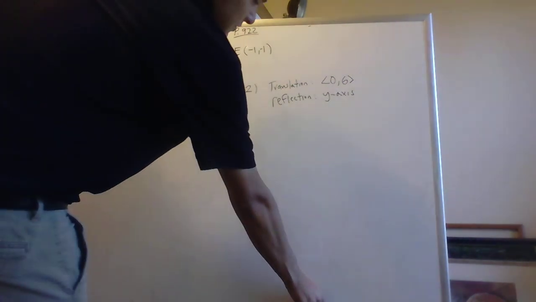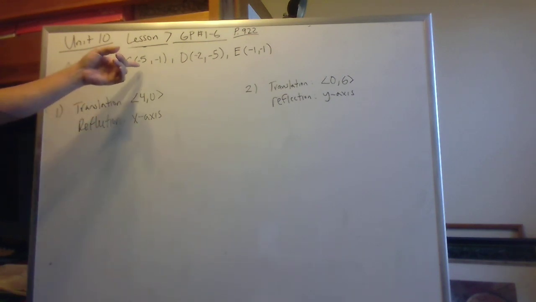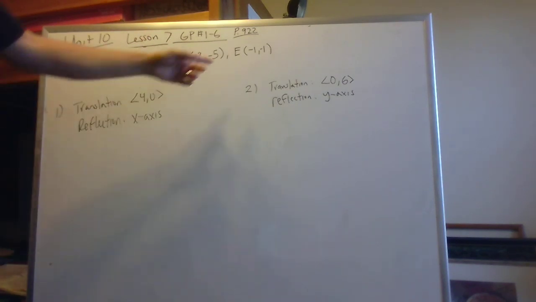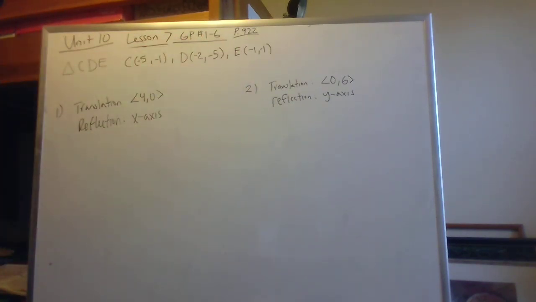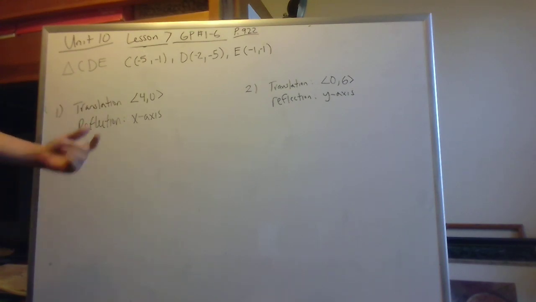So number 1 and 2 I have written on the board. We have a triangle CDE, and the vertice C is at -5, -1, D is at -2, -5, and E is at -1, -1. And the first problem says draw that triangle after a translation of 4 units to the right and 0 units up, and reflection across the x-axis.